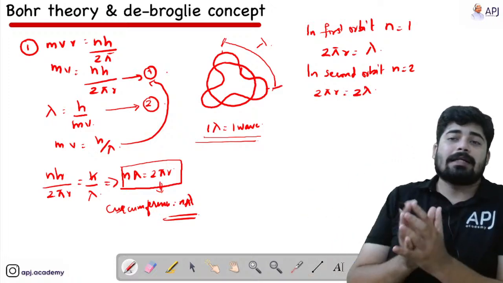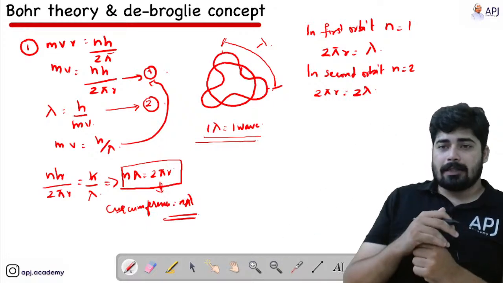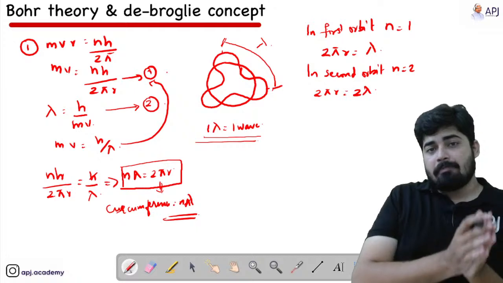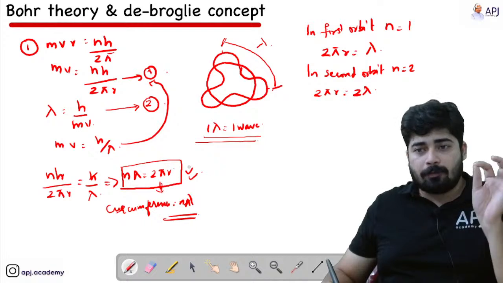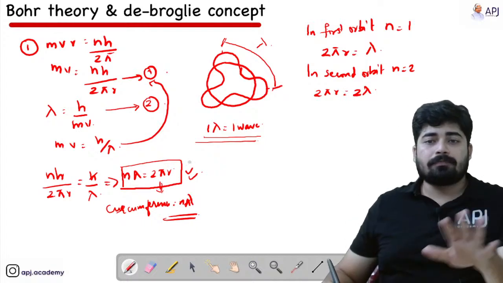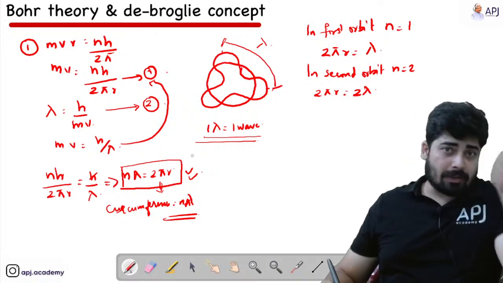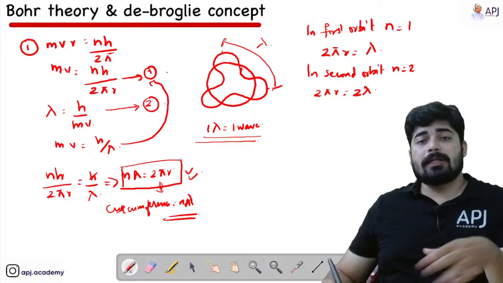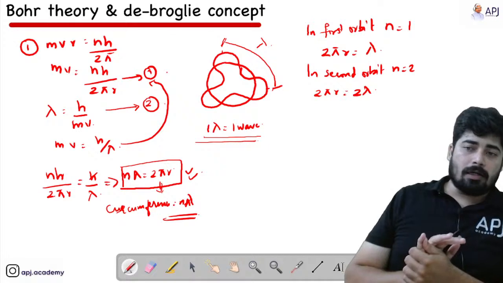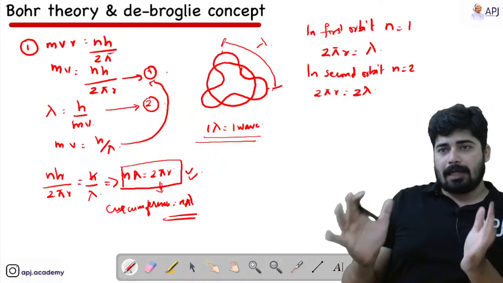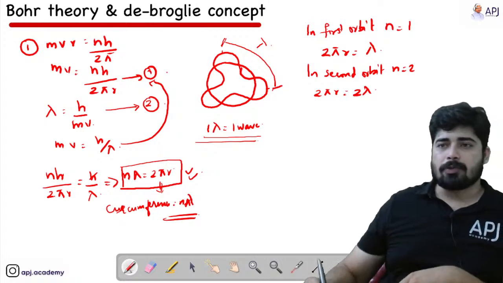We are combining both concepts, that is, Bohr theory as well as the de Broglie concept. So n lambda is equal to 2 pi r is the equation you have to remember here. For the first orbit, you only require 1 wave. For the second orbit, the electron requires 2 waves to cover the whole circumference. For the third orbit, it requires 3 waves. That's what this part of the concept is explaining to us. Hope this is clear, students.